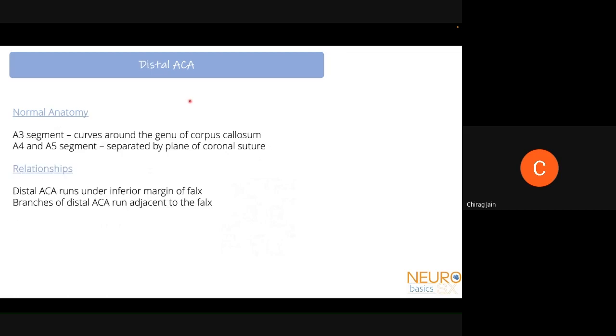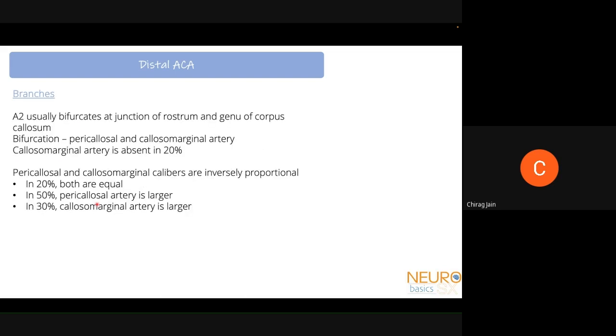Coming to the distal ACAs, that is the A3, A4, and A5 segments. As I mentioned, the part which is curving around the genu of the corpus callosum is A3, and the parts distal to it are A4 and A5, and A4 and A5 are separated by the plane of the coronal suture. The distal ACA runs under the inferior margin of the falx, but the branches of the distal ACA will always be running adjacent to the falx. They will not be under the falx itself.